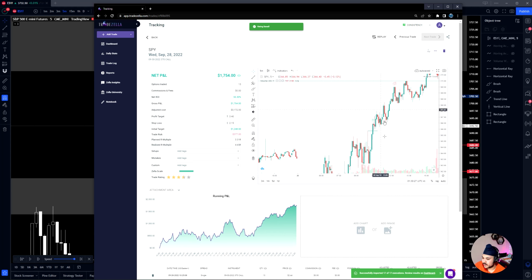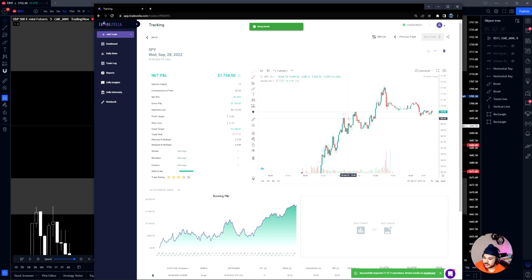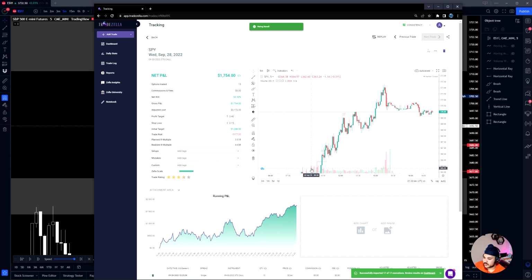Pretty good play on my end. I honestly think I could have made a lot more if I held, and there was really no reason for me to exit except that I was happy with gains. So yeah, this was the play I took, and you can see here's my running P&L. See, multiple times it fluctuates and then continues higher overall. You know, it was a great play.